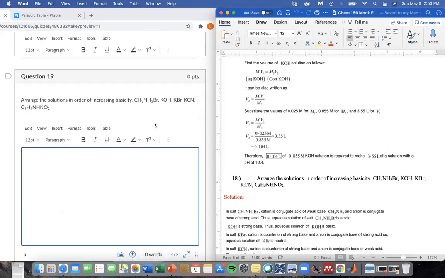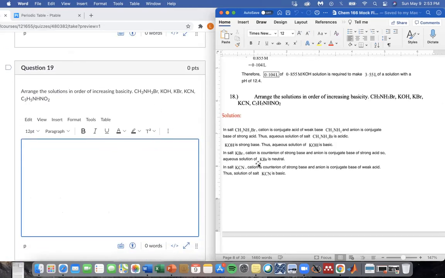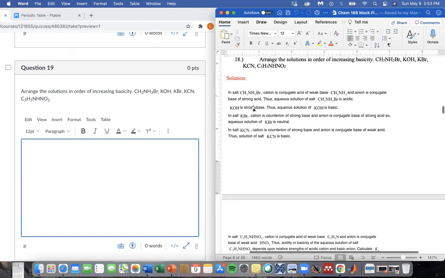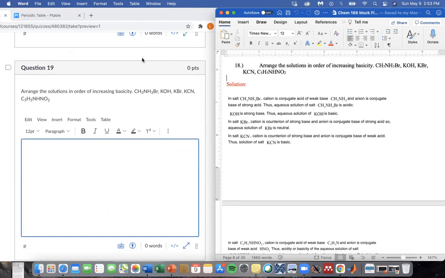All right, so earlier we ranked solutions in order of acidity, but now we're going to do it in order of increasing basicity. To figure out how to rank these in terms of which is the strongest versus the weakest, the first thing we know off the bat is that the strongest base is going to be KOH. KOH is a strong base, so that should be our strongest here. Then we have to start comparing how strong these other ones are.